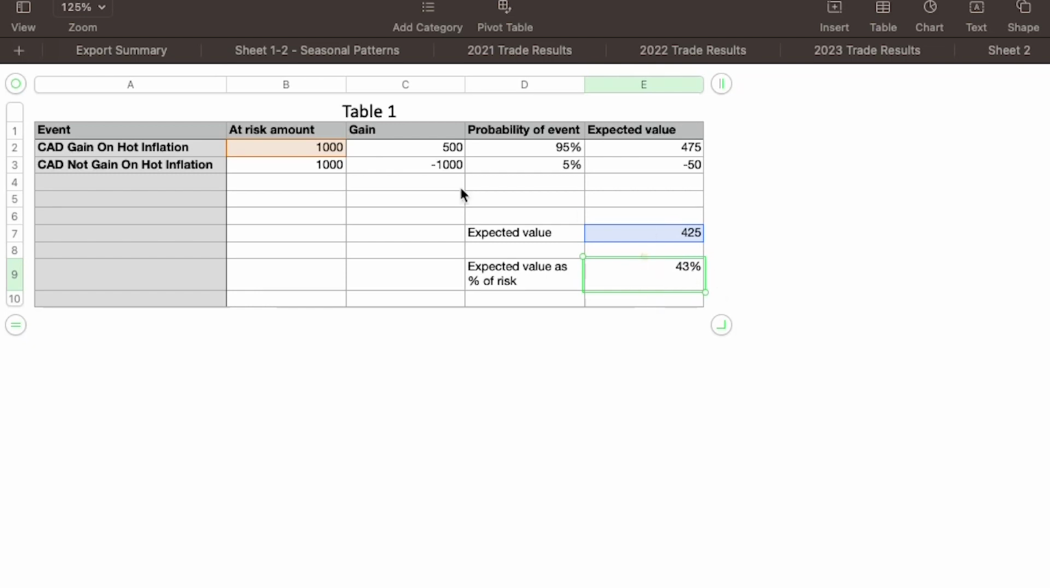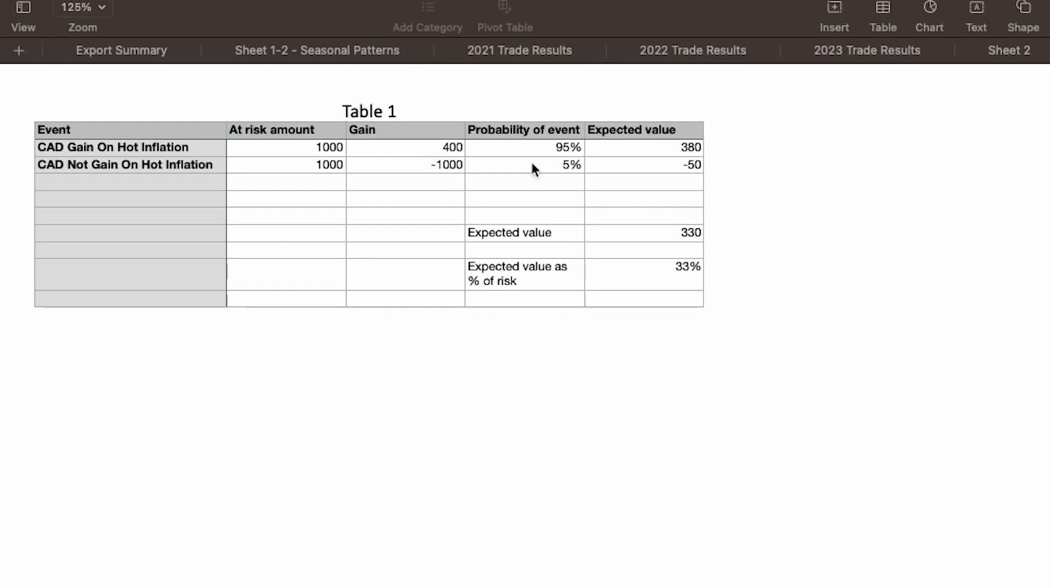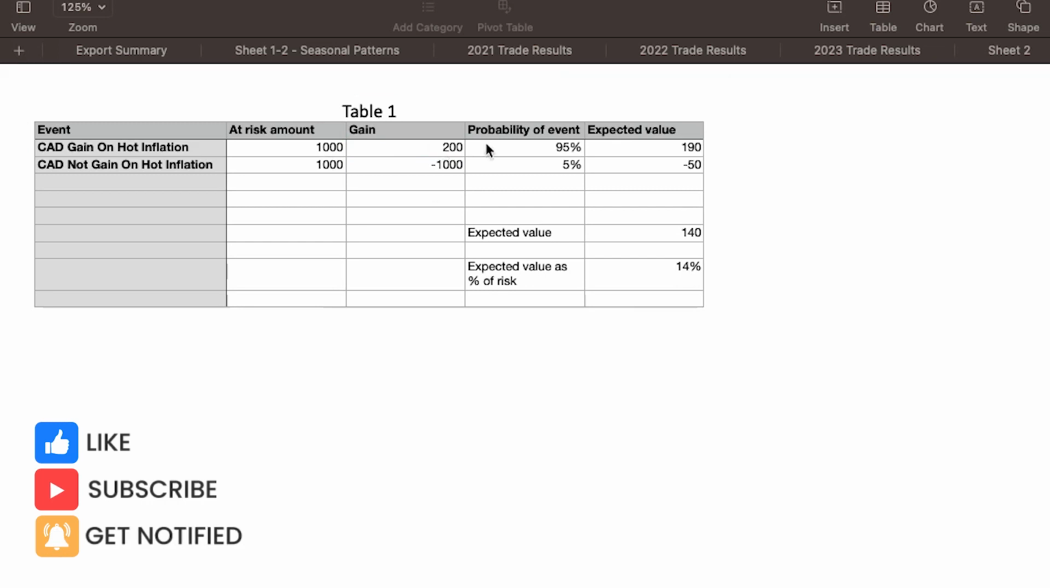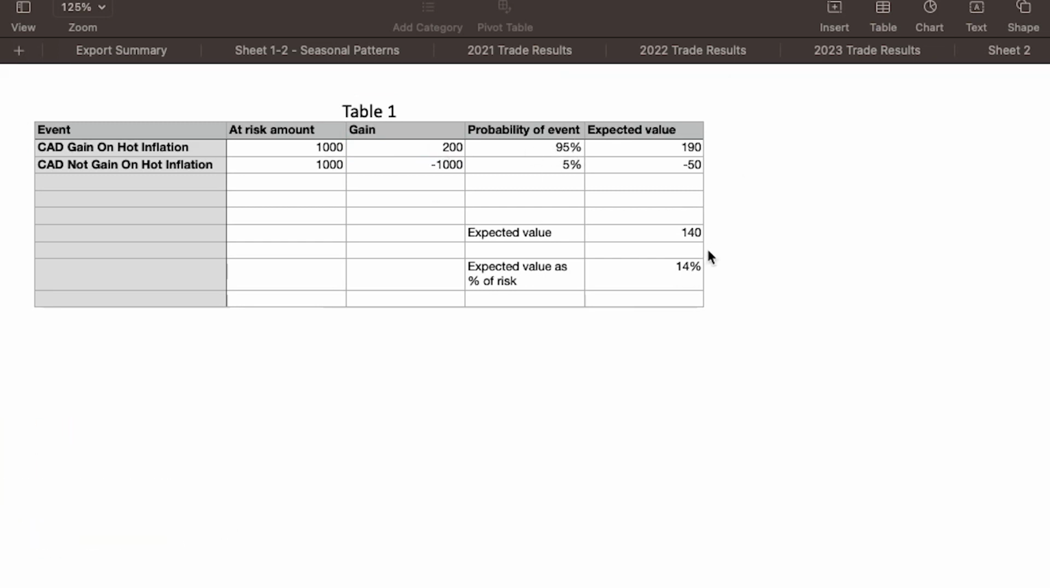So that's solid. And look, I could even say I was going to get even less. Say I risked 1,000 to get 400. Expectancy still positive. And say I did the same, and I'm going to get 300. So you see it still makes sense for me to take this trade. Even if I'm risking 1,000 trying to make 200, if the probability of the event is 95%, the expectancy is 14%. That's positive. Even 100, it's still positive expectancy.